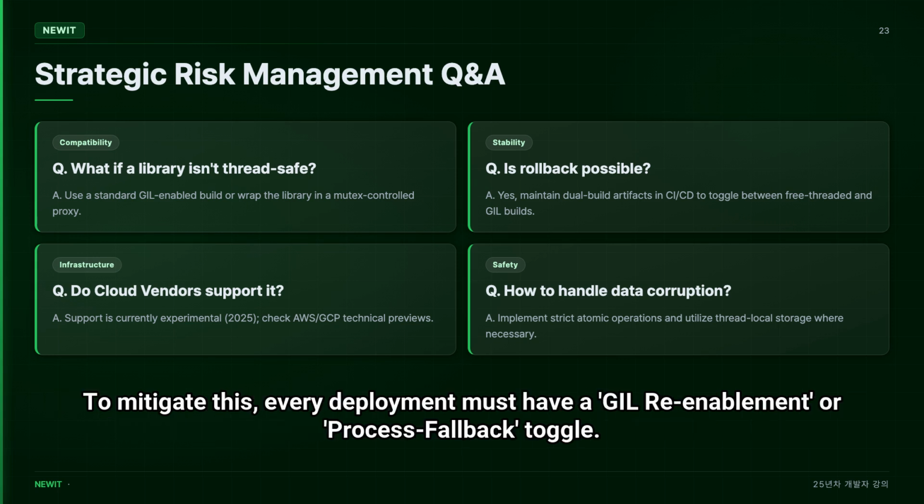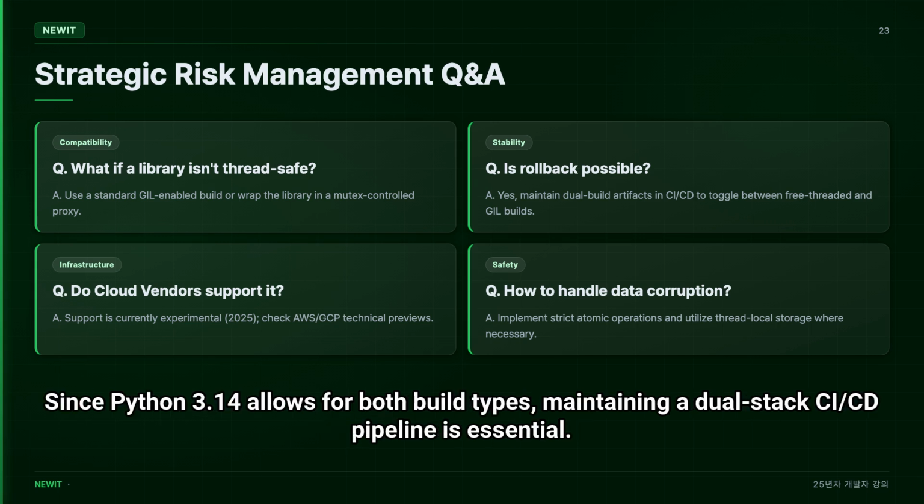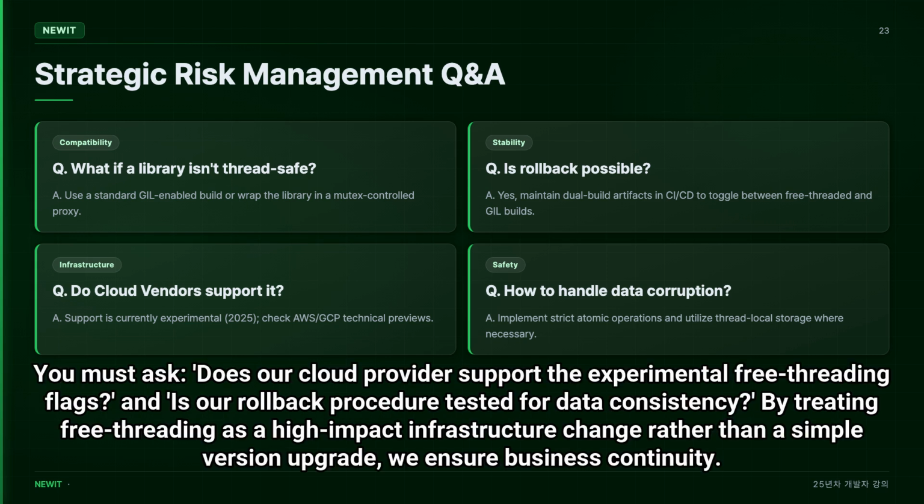To mitigate this, every deployment must have a GIL re-enablement or process fallback toggle. Since Python 3.14 allows for both build types, maintaining a dual-stack CI/CD pipeline is essential. You must ask, does our cloud provider support the experimental free threading flags?